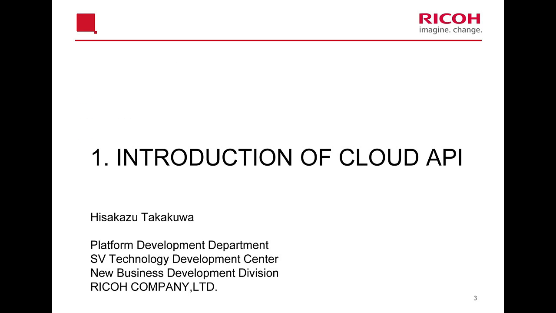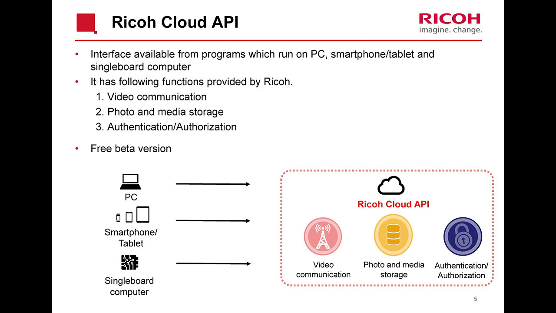Okay, let's see what the Cloud API is all about. Now, let's get down to the RICOH Cloud API. RICOH offers APIs available from programs running on personal computers, smartphones, tablets, and single-board computers. It provides functions like video communication, photo and media storage, and authentication authorization. These are provided as a free beta version, available to anybody.